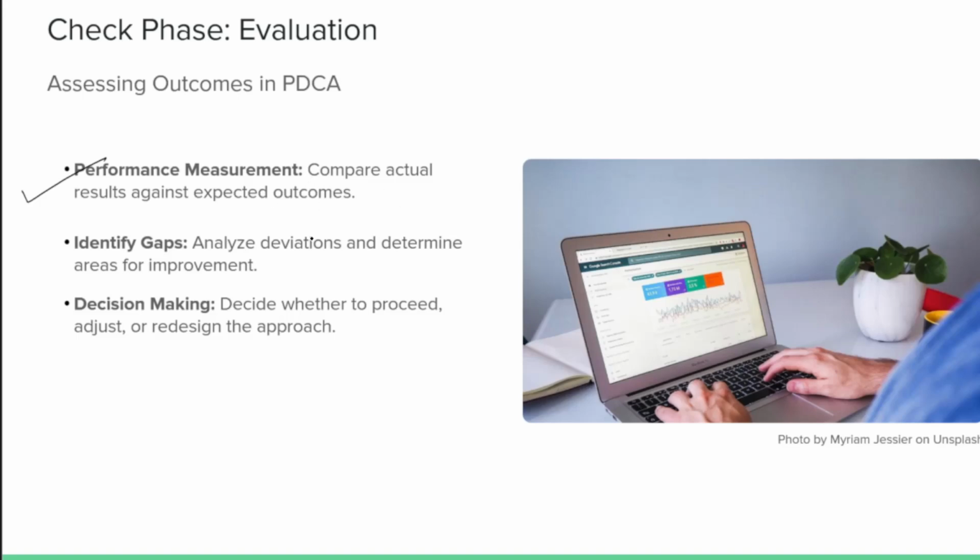If significant deviation is detected, root cause analysis is performed to understand what went wrong and why. Finally, on the basis of these insights, organizations make critical decisions on whether to proceed as planned, make adjustments, or completely redesign their approach. This phase ensures that improvements are data-driven and strategically refined before moving forward.